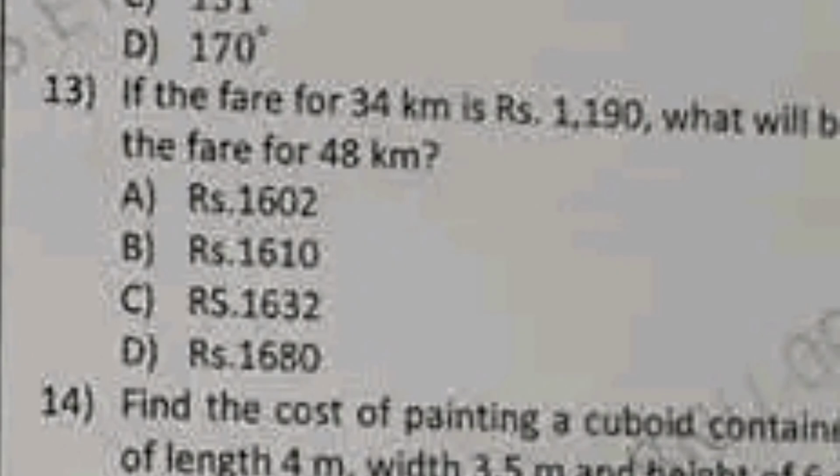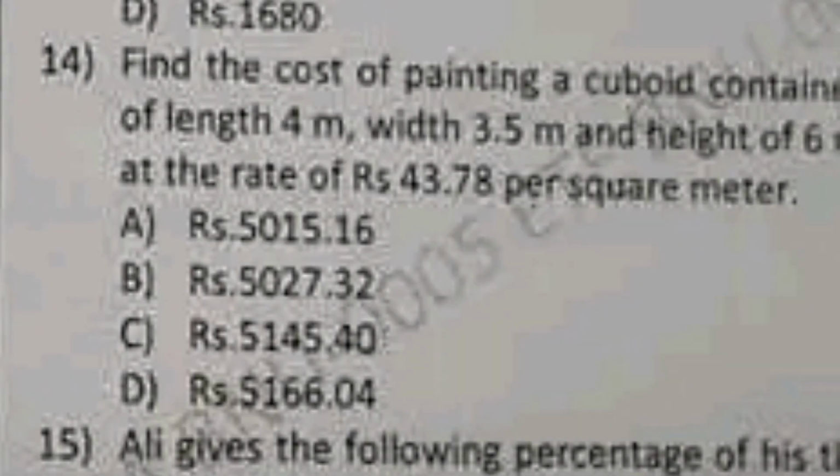If the fare for 34 kilometer is Rs 190, what will be the fare for 48 kilometer? And that is option D, Rs 1680. Fare means किराया. Number 14. Find the cost of painting a cuboid container of length 4 meter, width 3.5 meter and height of 6 meter at the rate of Rs 43.78 per square meter. And that is option D, Rs 5166.04.